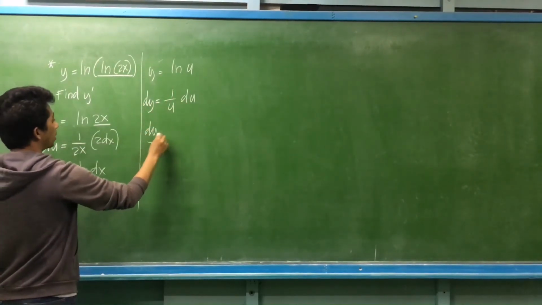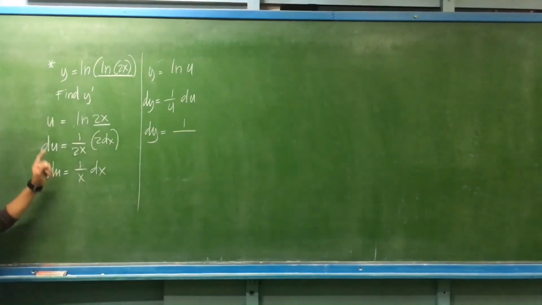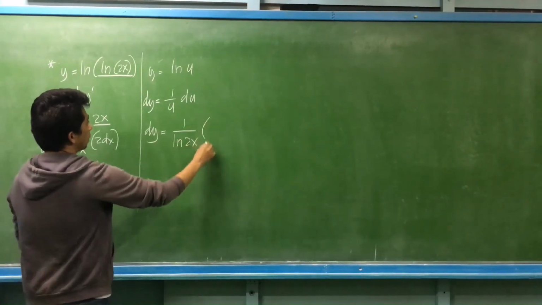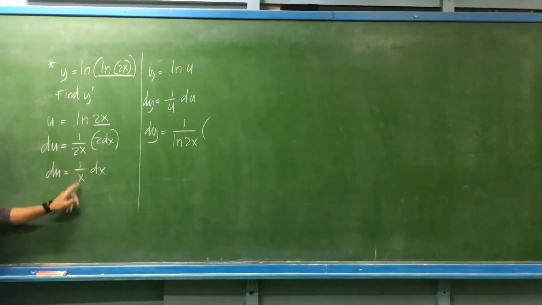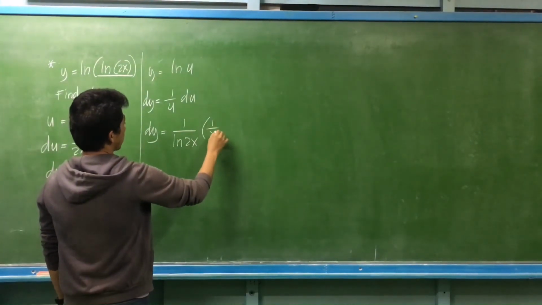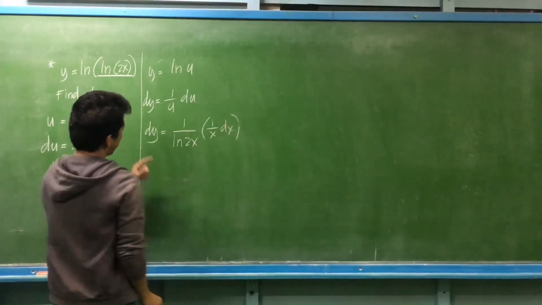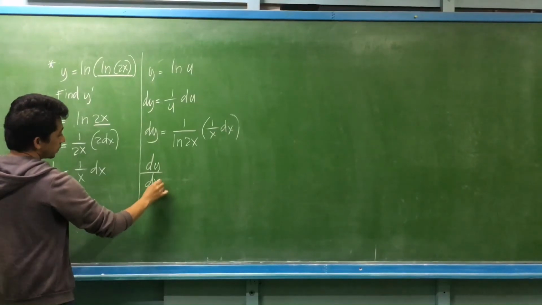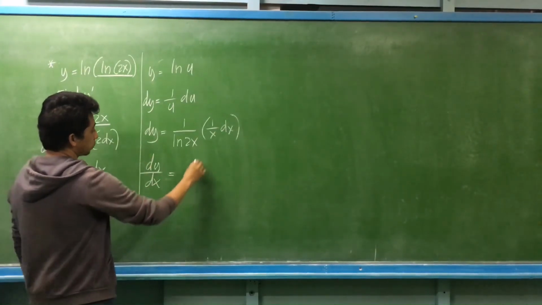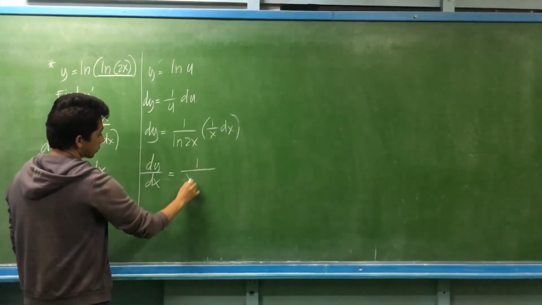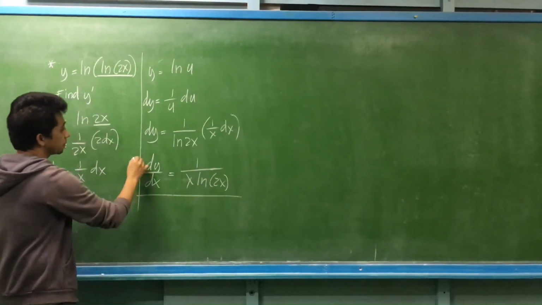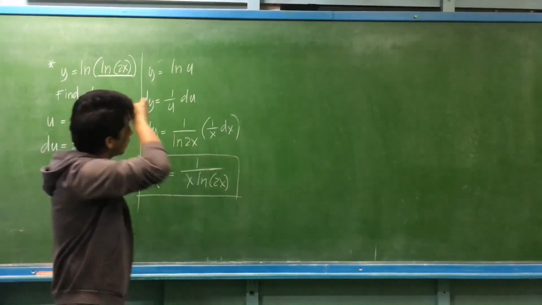We'll be having dy is equal to 1 over, what is our u? The value of u is ln of 2x. What is du? du is 1 over x dx. So dividing both sides of the equation by dx, we'll be having dy divided by dx is now equal to 1 over x ln of 2x. Okay, so that will be our answer. Then try this one.